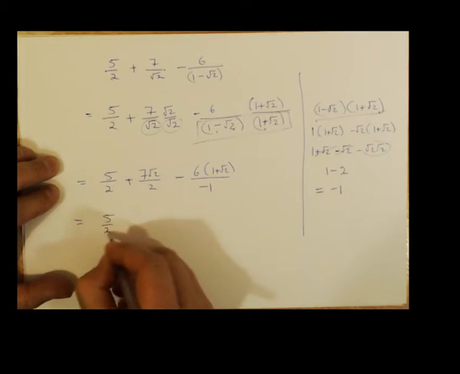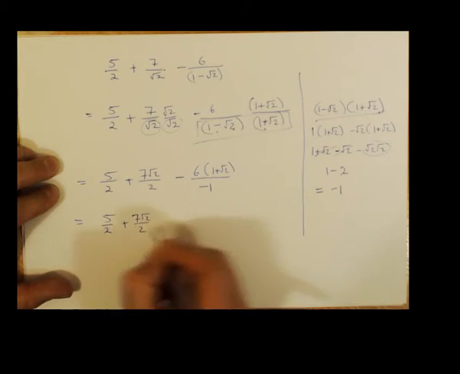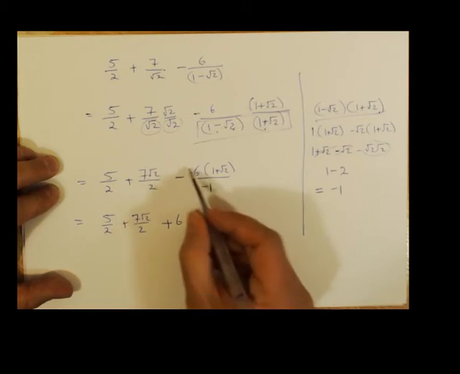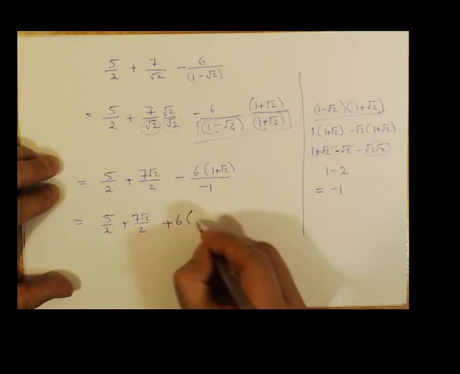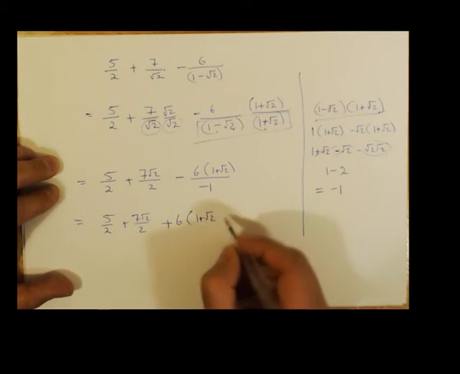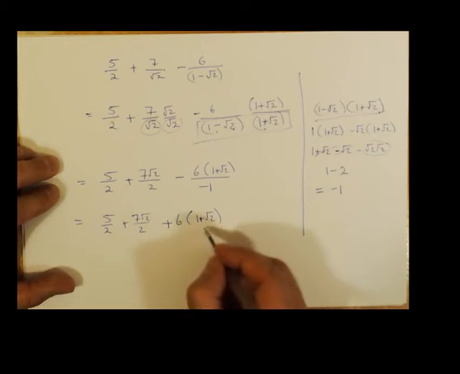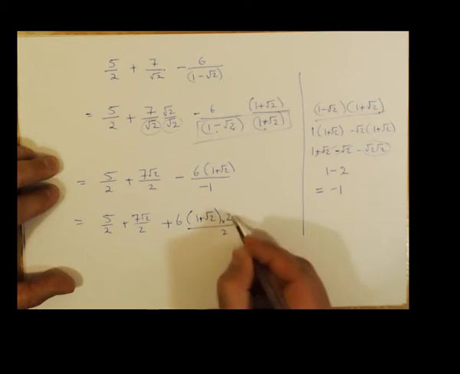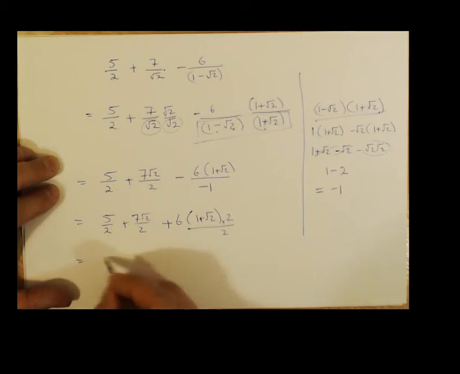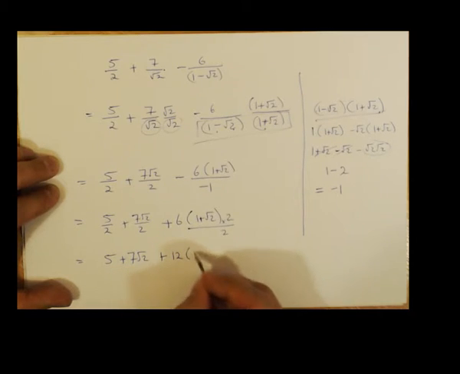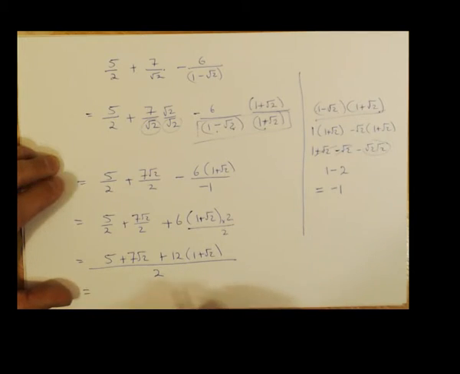That's 5 over 2 plus 7 root 2 over 2 plus 6, because minus 6 divided by minus 1 gives us plus 6 times 1 plus root 2. I want that as a half, so I'm going to multiply above and below by 2. So that's equal to 5 plus 7 root 2 plus 12 times 1 plus root 2 over 2, which tidies up to 5 plus 12 is 17, plus 7 root 2 plus another 12 root 2 is 19 root 2, all over 2.